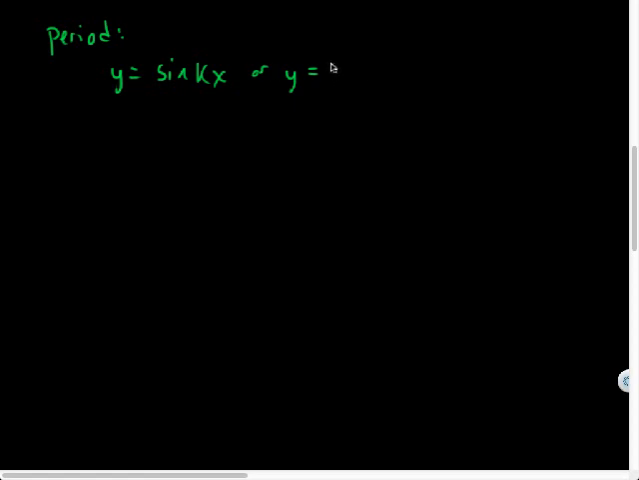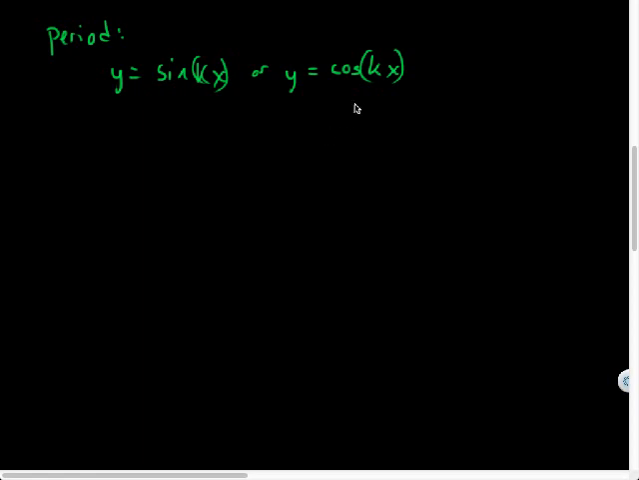Or if y equals cosine of k times x. All right, so I'm multiplying those respectively by some coefficient on the inside. Multiplying the outside of these functions by our a value stretched them vertically. Multiplying them on the inside by a value is going to horizontally affect them. But what's interesting is that it might be kind of the opposite of what you'd first expect.